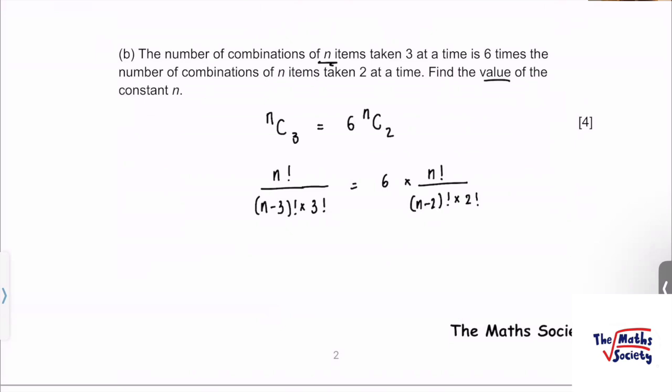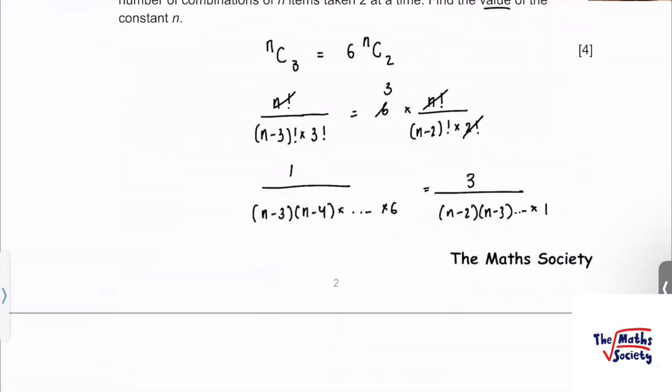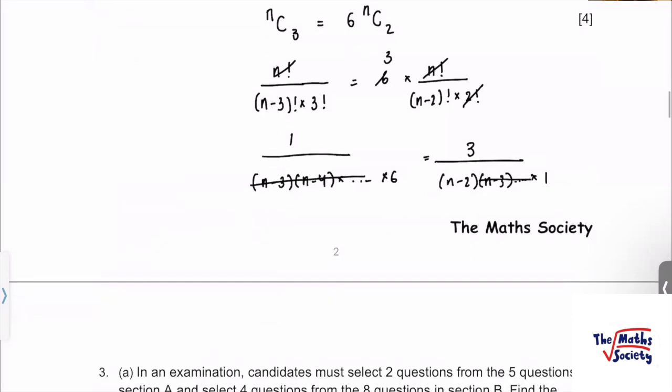So 2 factorial is going to be 3, n factorial, n factorial. So it's going to be 1 over n minus 3 factorial, which is n minus 3, n minus 4, and so on, and then it's gone. And then you multiply by 6, and it equals 3 over n minus 2, n minus 3, and so on, and then you have 1. So you can just divide the n minus 3 terms. You'll have n minus 2 equal to 6 times 3, which is 18. So n is going to equal 20. And that is your n value.